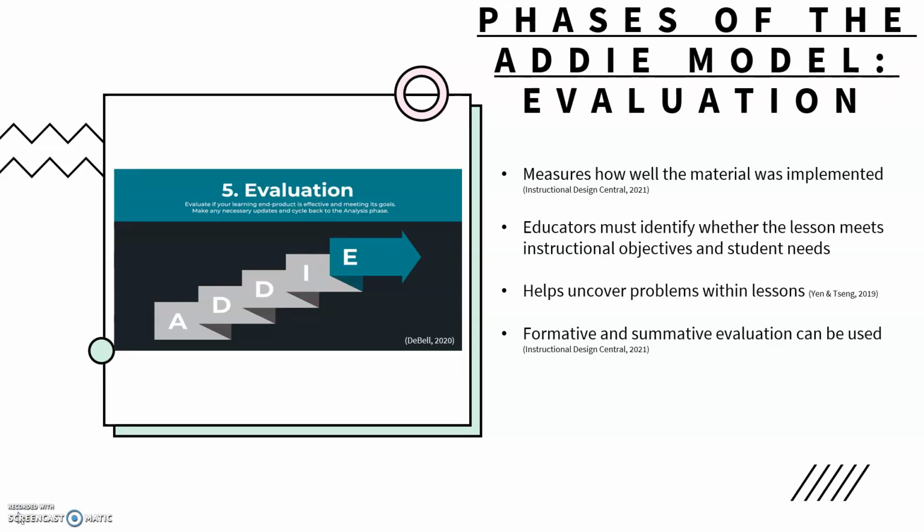This phase measures how well the material was implemented. During this phase, educators must identify whether the lesson meets the instructional objectives and the needs of the learners. This phase also allows educators to uncover problems within their lessons which would hinder learning. Once problems are identified, educators can come up with solutions to create new learning experiences for their learners. This phase can use both formative and summative evaluation, as these forms of evaluation will help to enhance future classes.